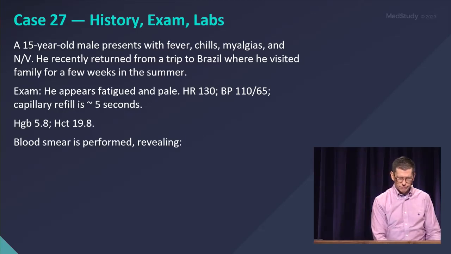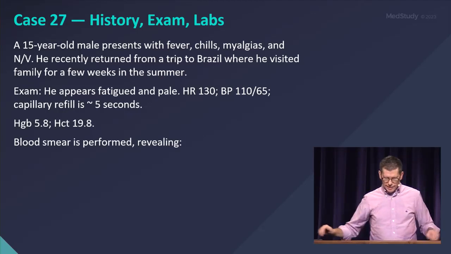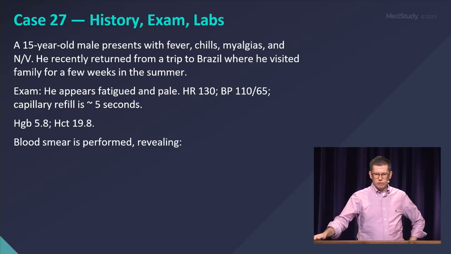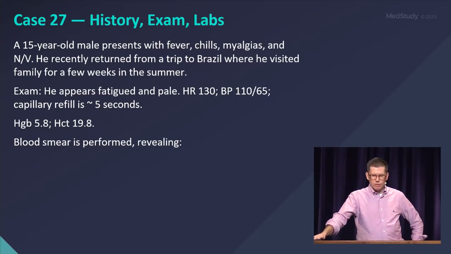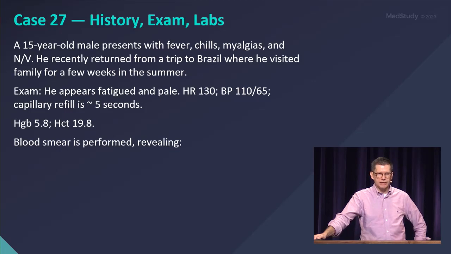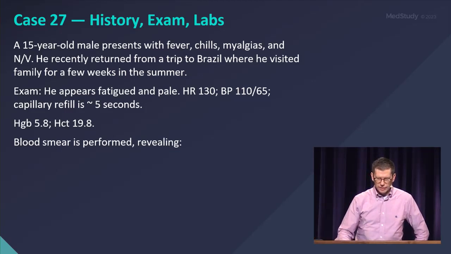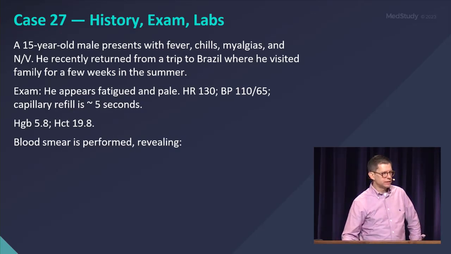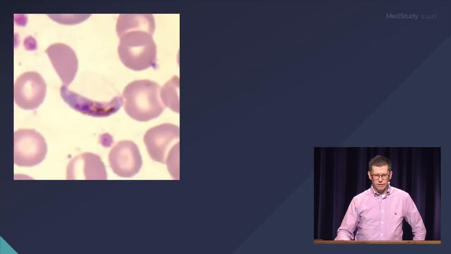Okay, moving on. Case 27. A 15-year-old male presents with fever, chills, myalgias, and nausea, vomiting. He recently returned from a trip to Brazil where he visited family for a few weeks in the summer. Exam: he appears fatigued and pale, heart rate of 130, blood pressure 110/65, and a capillary refill of 5 seconds. He has a hemoglobin of 5.8, hematocrit of 19.8, and a blood smear is performed, revealing... So remember, think about it, it has a season and it has a location. There's your smear.